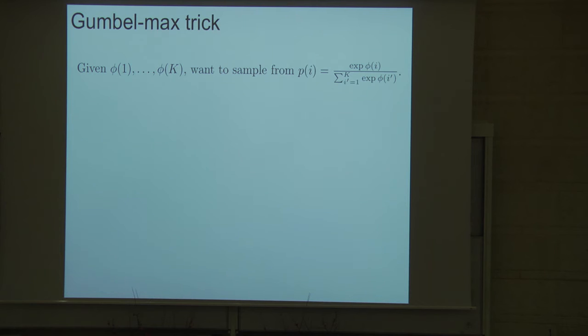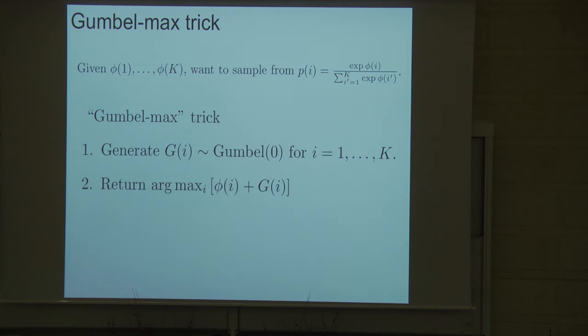Okay, so what is the Gumbel max trick? Now it seems quite trivial, given that we know all of this stuff, but the problem description is we're given these phis, which you can think of as negative energies or unnormalized log probabilities. And what we'd like to do is sample from this softmax distribution, where we exponentiate these, normalize, and then sample from that distribution.